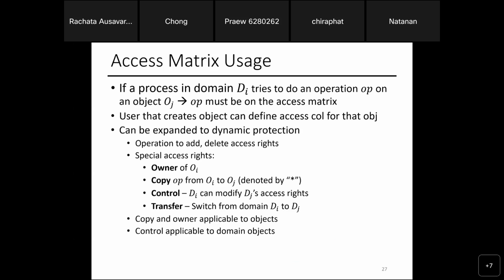I can set the owner, I can set the copy, control, or transfer. Transfer means I switch from domain i to j. Control means domain i can control the other domain's access rights. For example, root domain can control any user's access rights, right? Copy, in the table, you have the asterisk, means that I can copy from Oi to Oj. Copy and owner are applicable to objects, and control is applicable to the domain's object.